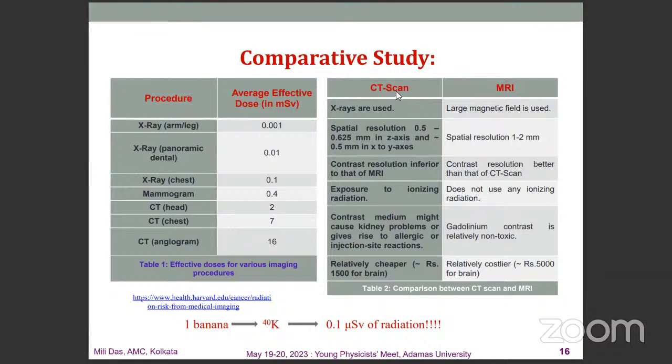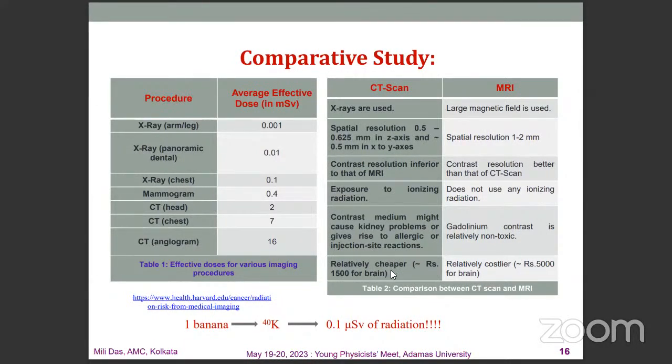In CT scan and PET CT, X-rays are used, whereas a large magnetic field is used in case of MRI, and spatial resolution is very high in case of MRI. Exposure to ionizing radiation is there in CT scan, which is actually harmful. MRI has no side effect, or it is not that harmful, because it does not use any ionizing radiation. In contrast, in CT we use some contrast medium which causes kidney problems, etc. But in MRI a safer contrast is used, that is gadolinium.